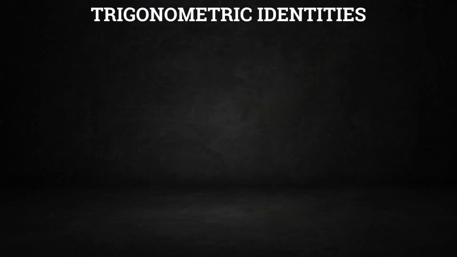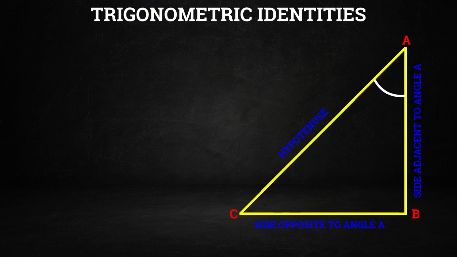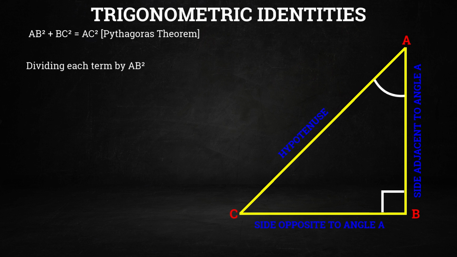Let us now prove another important trigonometric identity using triangle ABC, which is right-angled at B. We begin as usual with the Pythagoras theorem. AB square plus BC square equals AC square. But this time, we divide each term by AB square, the square of the adjacent side. We get AB square over AB square plus BC square over AB square equals AC square over AB square.